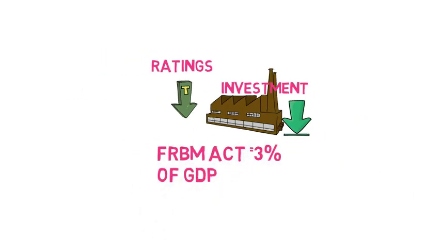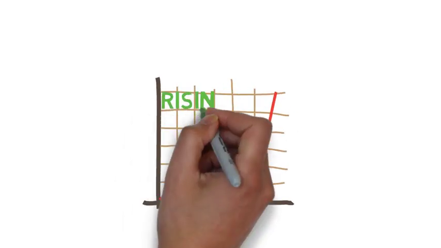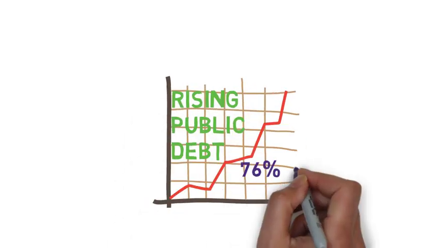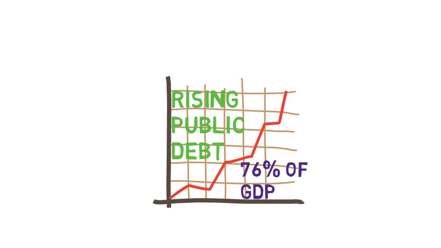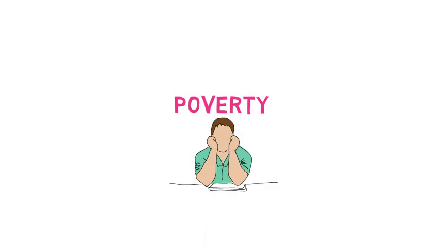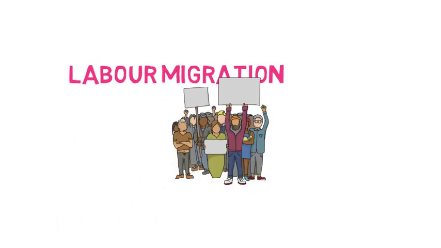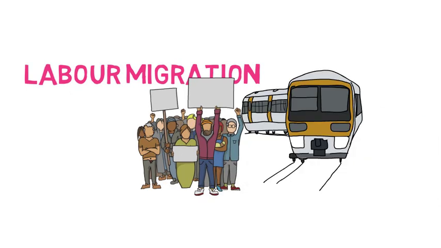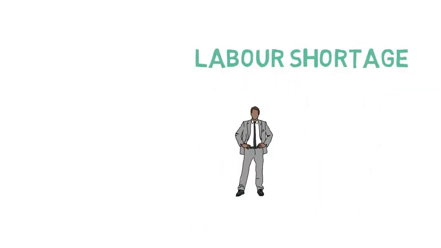The FRBM Act fixed it at 3% of GDP. India's debt to GDP ratio is likely to rise from 70% to 76% of the GDP. ILO estimates 400 million Indians are at risk of being pushed deeper into poverty. Millions of laborers are leaving for their hometowns amid lockdown, resulting in labor shortages. This will create another problem for businesses.